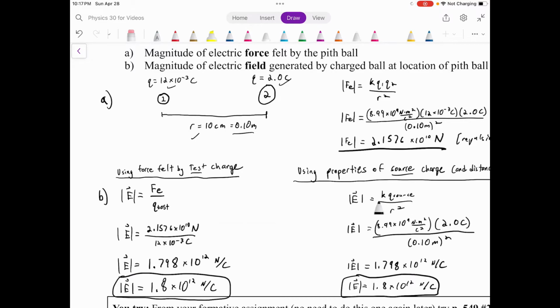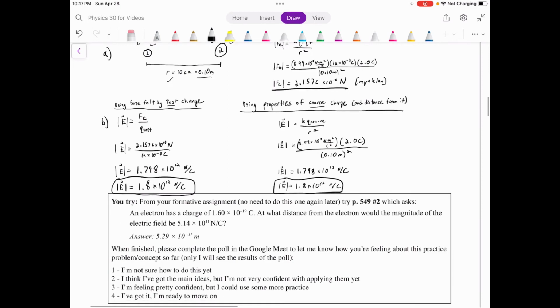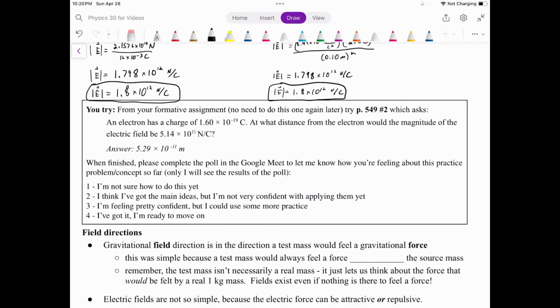What do we know about the situation? Do we know the charge of the thing that's creating the field? Or do we know the charge of the thing that's feeling a force because of the field? Okay? So go ahead and try this one out. This one's good practice for thinking about what I know here. Do I know about the charge that's creating the field, and how far we are from it? Or do I know about the amount of charge of something that's actually feeling a force because of the field that I'm trying to calculate?